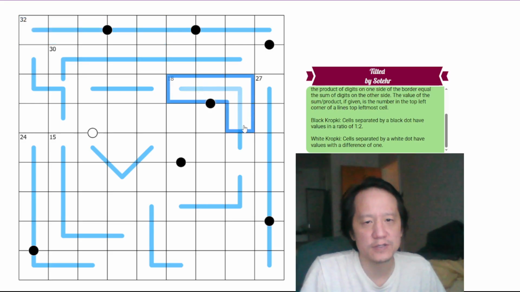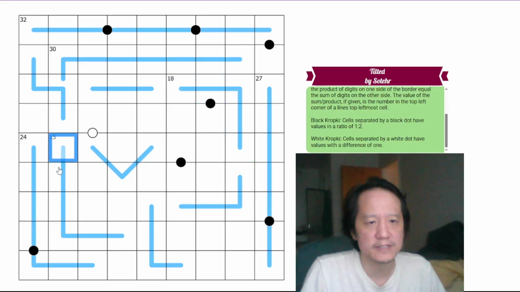Same with this. This line must have a product on one side of the border that multiplies to 18, and on the other side, it adds to 18. And that's the same with any line that has a digit in the leftmost cell of the top row of that line.